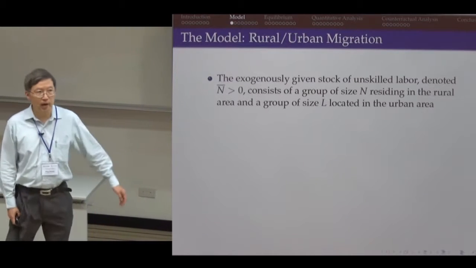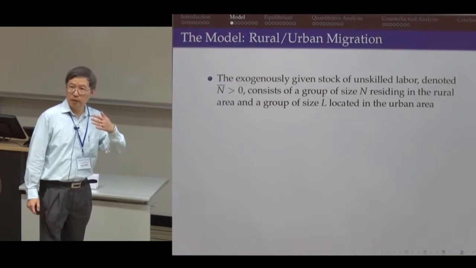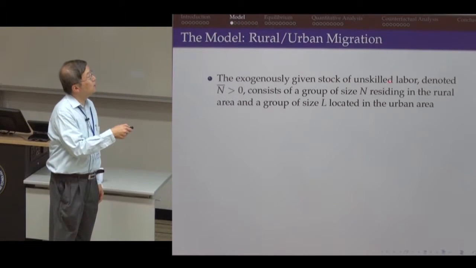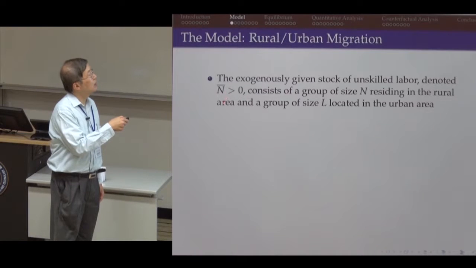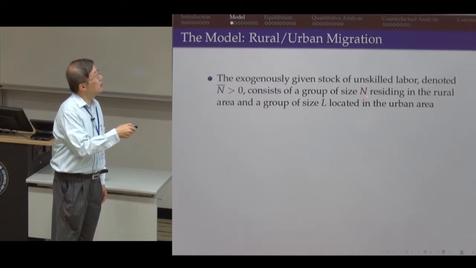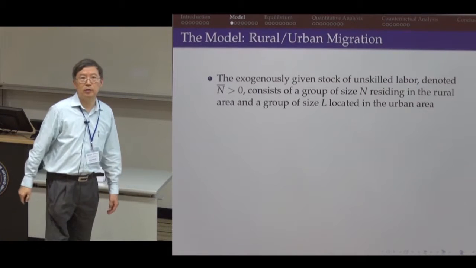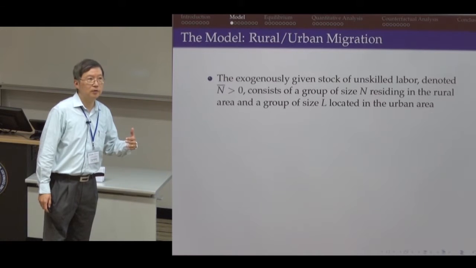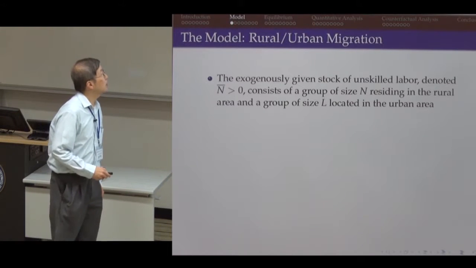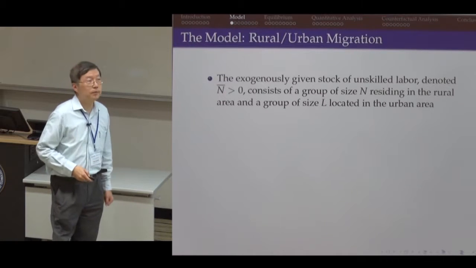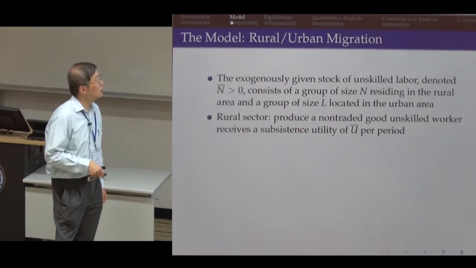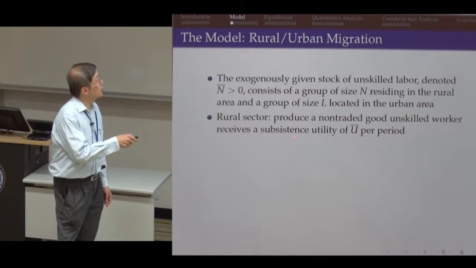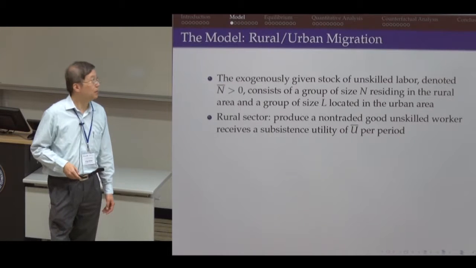So we'll have labor as the central part of the players. So we'll have a stock of unskilled labor denoted by M bar, and this will have N in the rural area and L in the urban area. When we put it to the calibration analysis, we are going to have population growth of this M bar. The rural sector is very simple. It's just non-traded backyard farming, and the subsistence utility level would be U bar.